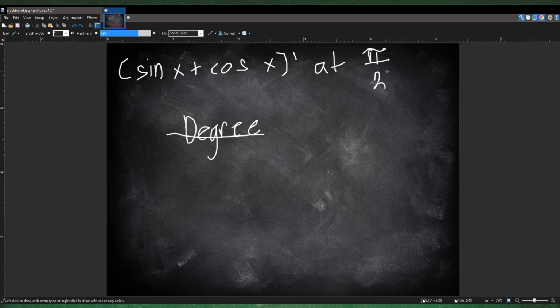So whenever you see a number in radians, usually a radian goes from 0 to 2 pi, because that's the circumference of a unit circle. A unit circle is a circle with radius 1. So the circumference is just 2 pi times the radius. The radius is 1, so the circumference is 2 pi, right? So it's from 0 to 2 pi.